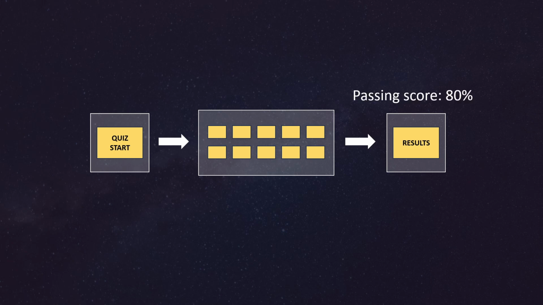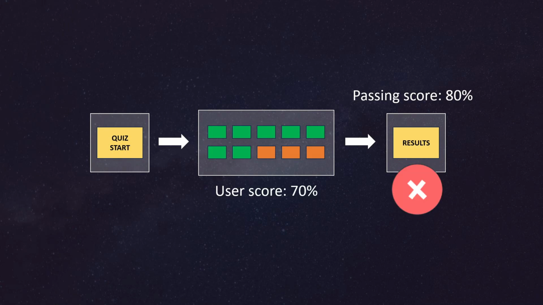Right now, this quiz has a passing score of 80%. That means that out of the 10 questions, the user must answer at least 8 questions correctly to pass. If they don't, then at the end of a quiz, their score will be below the passing score, which means that they have failed the quiz.